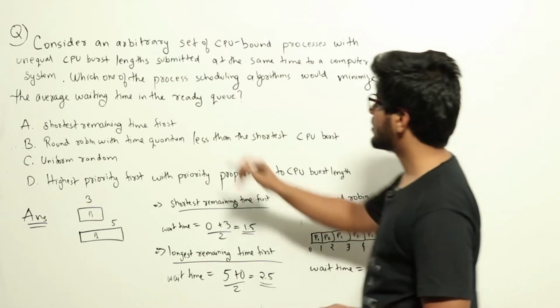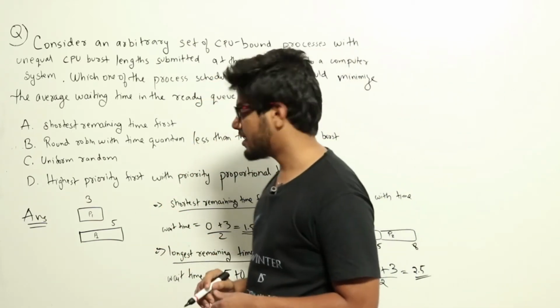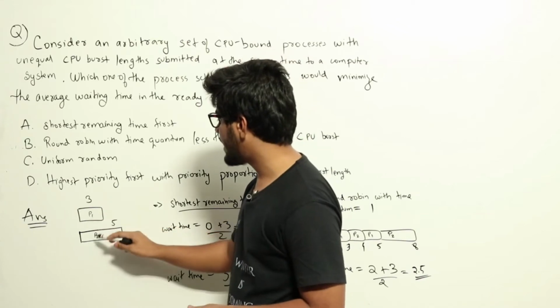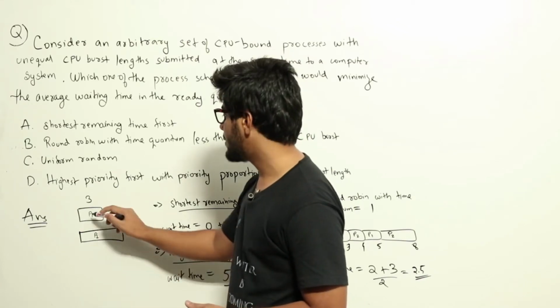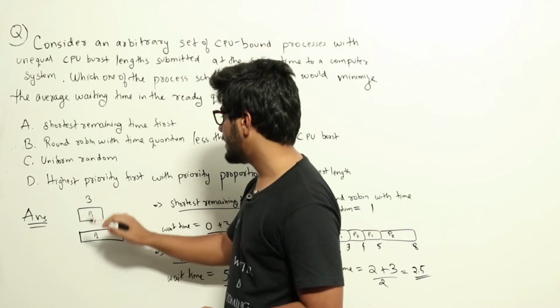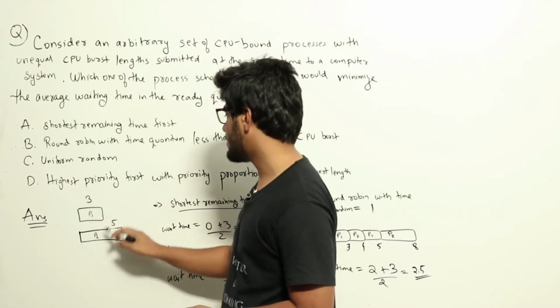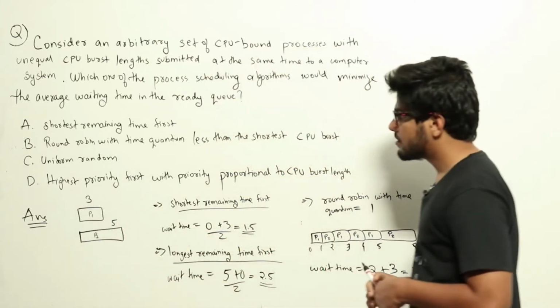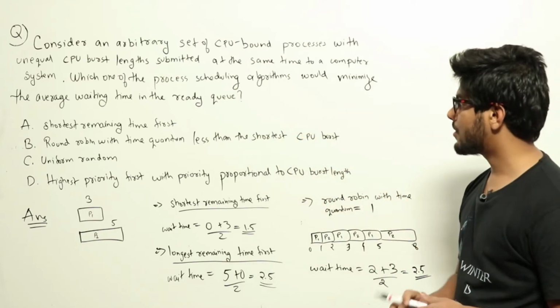So let's consider one example of the situation given in the question. Let us say two processes P1 and P2 arrive at the same time, and P1 has a burst length of 3, and P2 has a burst length of 5, imagine. So we will try out these algorithms one by one.